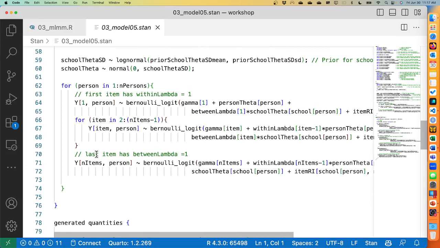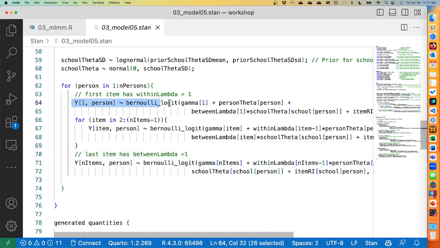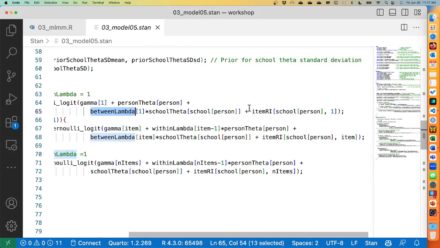That last item conveniently works nicely in Stan, because the last item here is the marker for within and between. So let's talk about what happens. The first item is our marker item for the within level, within theta. So what you see is a fixed intercept gamma, the person theta that's not multiplying any lambda, right? So that's the marker, it's set equal to 1 there. And then we have a school theta, which is new, multiplying a between lambda. And then we have what's left over, the school random intercept.